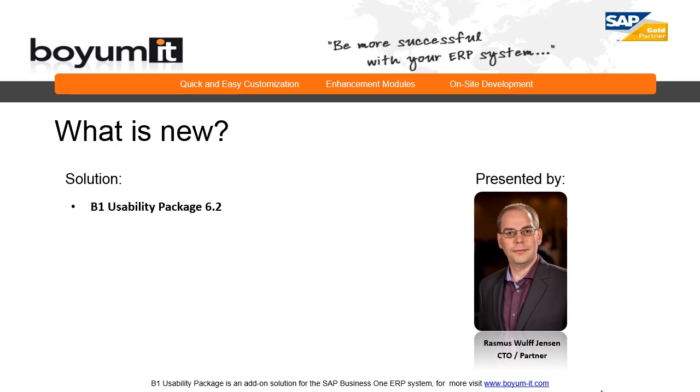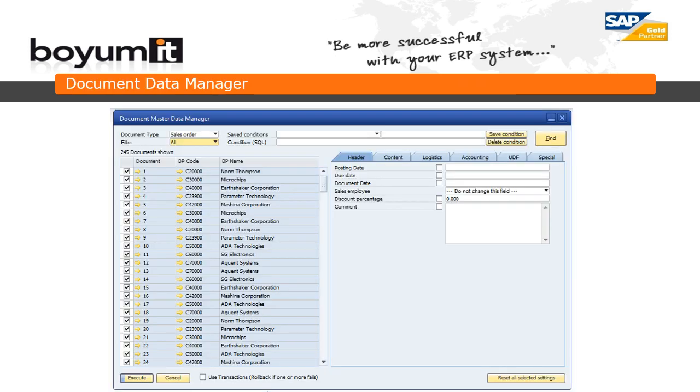My name is Rasmus Ulf Jensen and I will be taking you through the new features in B1 Usability Package 6.2. First up, we have a new manager for the Master Data Manager tool set called Document Data Manager. Similar to the Business Partner Master Data Manager and the Item Master Data Manager that we have had for some time, we now also have something for documents.